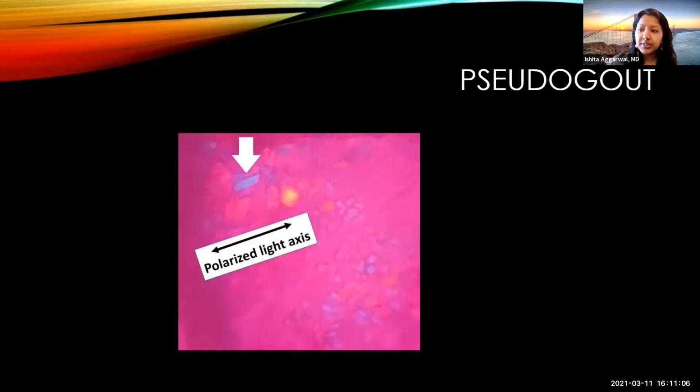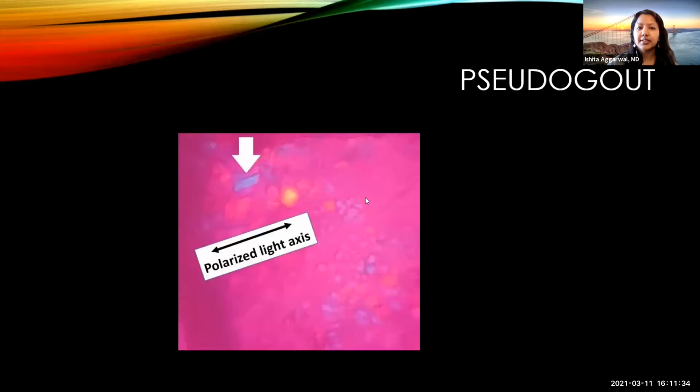Pseudogout can actually present similarly to rheumatoid arthritis and is sometimes called pseudo-RA. Inflammation may occur in multiple joints in a very symmetric pattern and can last up to several months. And a chronic form of this condition occurs in 5% or less of patients. You may also see osteoarthritis coexisting with CPPD or pseudogout.